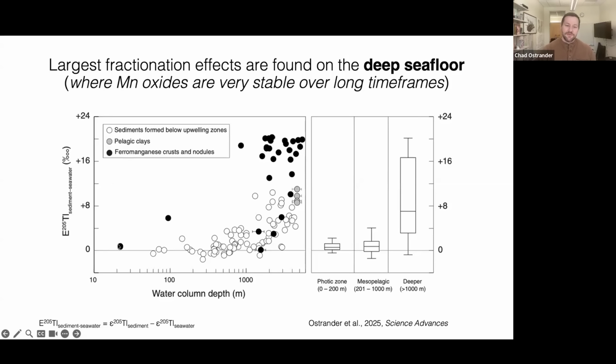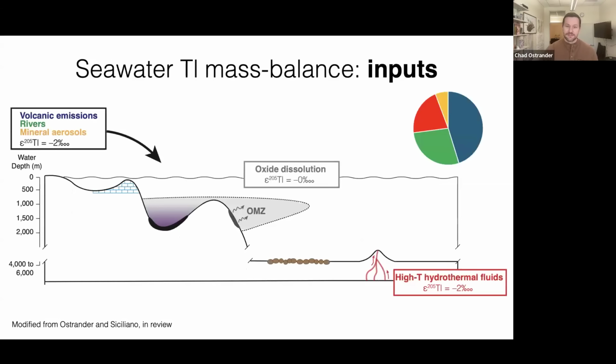You seem to get larger thallium isotope fractionations with depth. The photic zone, sediments formed in the photic zone, the data density is pretty poor. But you don't see large manganese oxide fractionation effects. You go a little bit deeper to the mesopelagic zone, and you start to see a little bit of manganese oxide imprints on the sediments, but it's not until you get to the really, really deep seafloor, over a kilometer depth, that we start to see these really large manganese oxide-driven fractionation effects. And this could suggest that thallium isotopes are, again, sensitive to not just manganese oxide formation, but long-term burial, and especially long-term burial on the deep seafloor. That's the strongest lever.